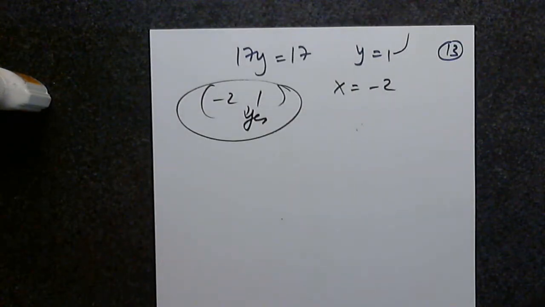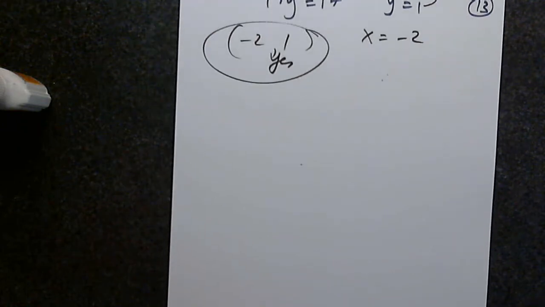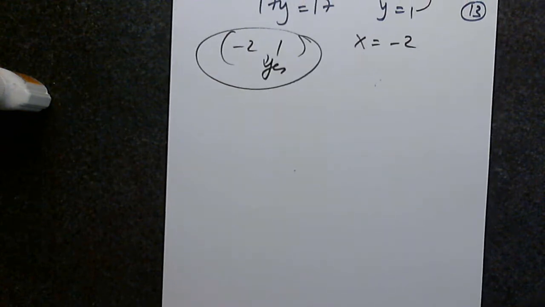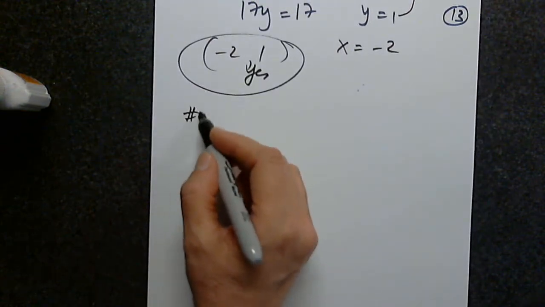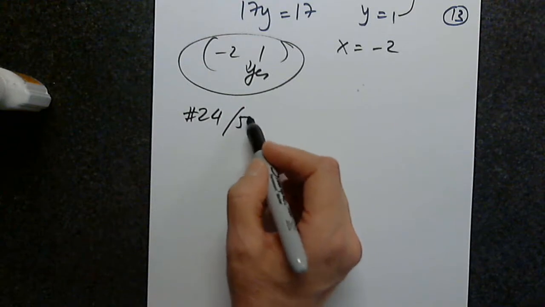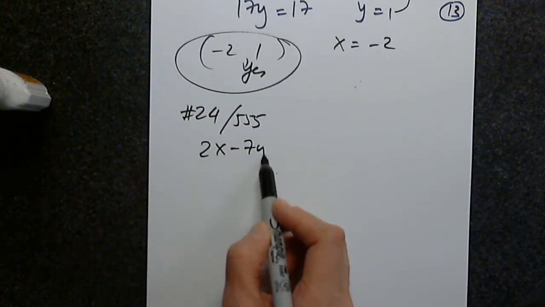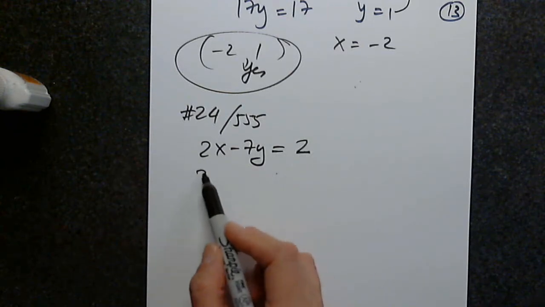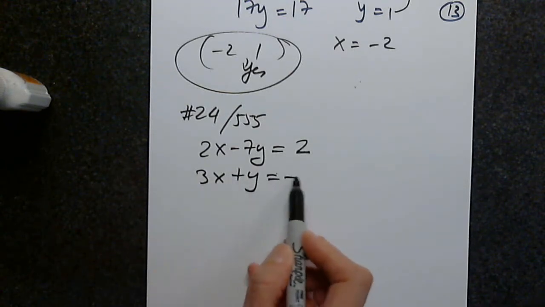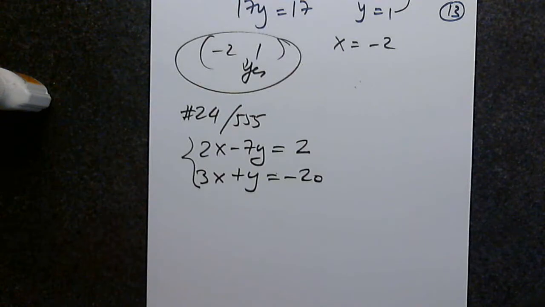Okay, so moving on to elimination. Or do we need another example with substitution? No, okay, awesome. Let's start with 24. Same page, 555. 2x minus 7y equals 2. 3x plus y equals negative 20.